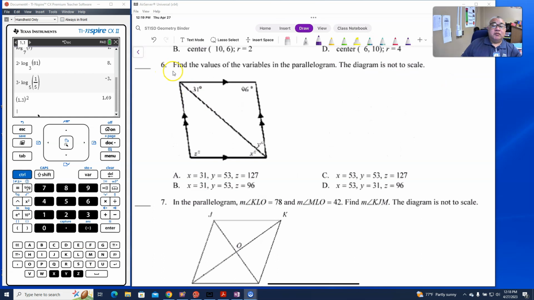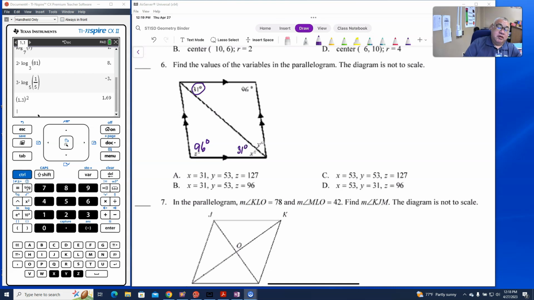For number 6, we have find the values of the variables in the parallelogram. We remember that in a parallelogram, opposite sides are parallel, and we also know that opposite angles are congruent. So if this is 96, then this has to be 96 degrees. Now, this angle is 31. This angle is 31. So we know that this angle is 31.